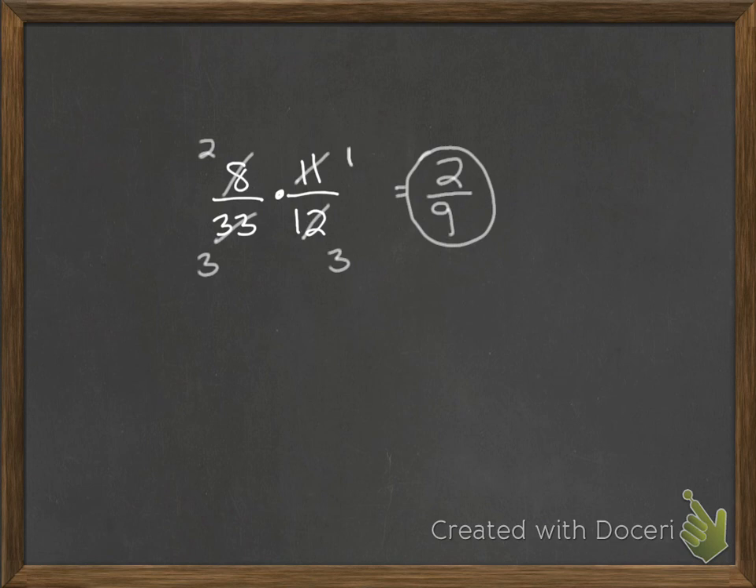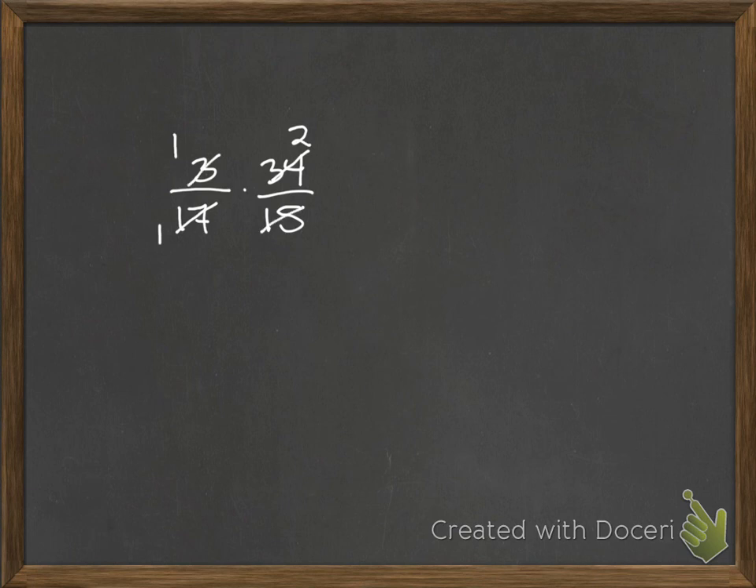Again, if we had just multiplied across, we would have had 88 over 33 times 12. 33 times 12 is a huge number. 396. Right, so to get from here all the way back to 2 over 9 might have taken a bit of time.